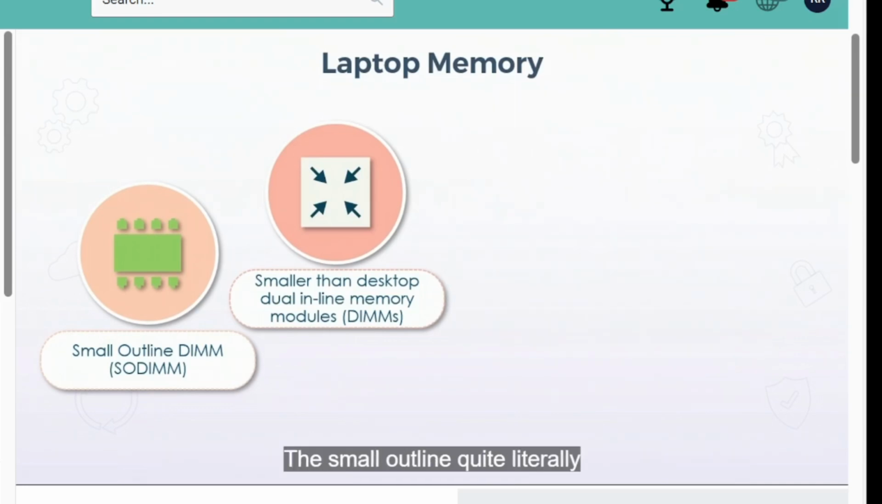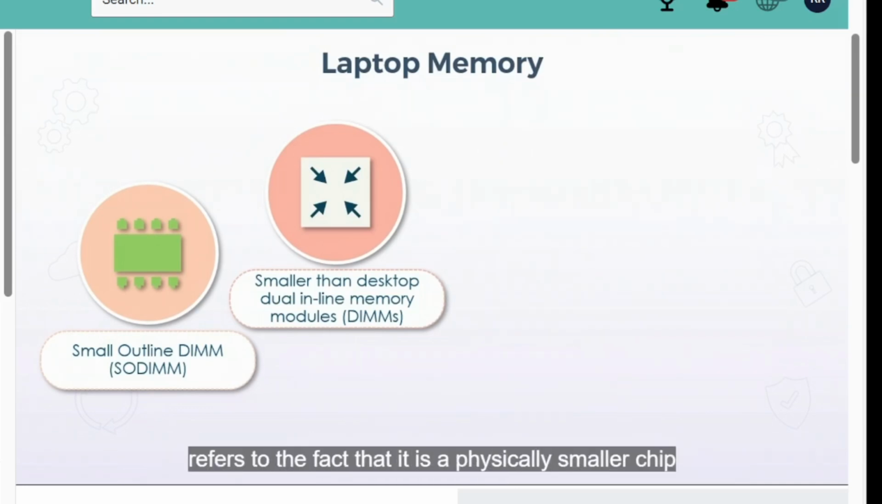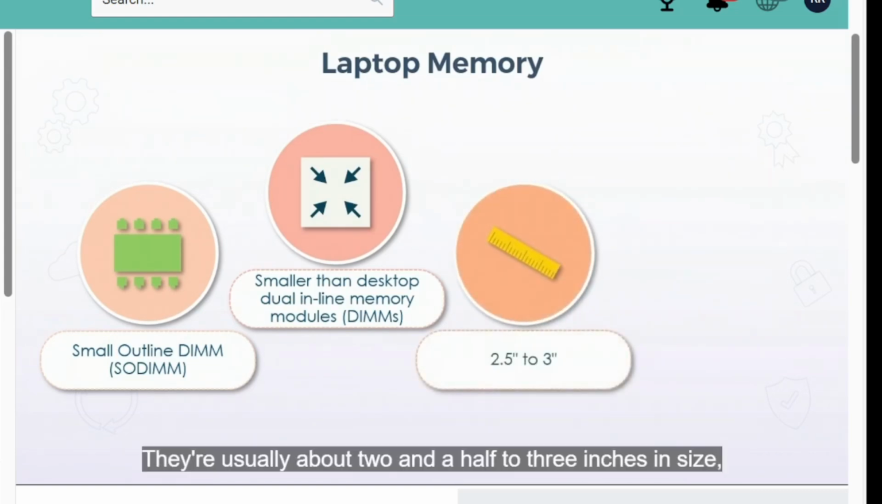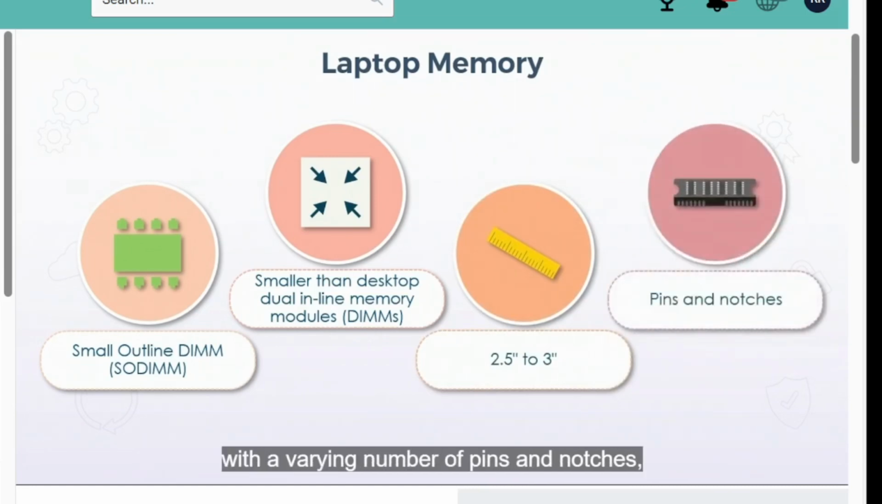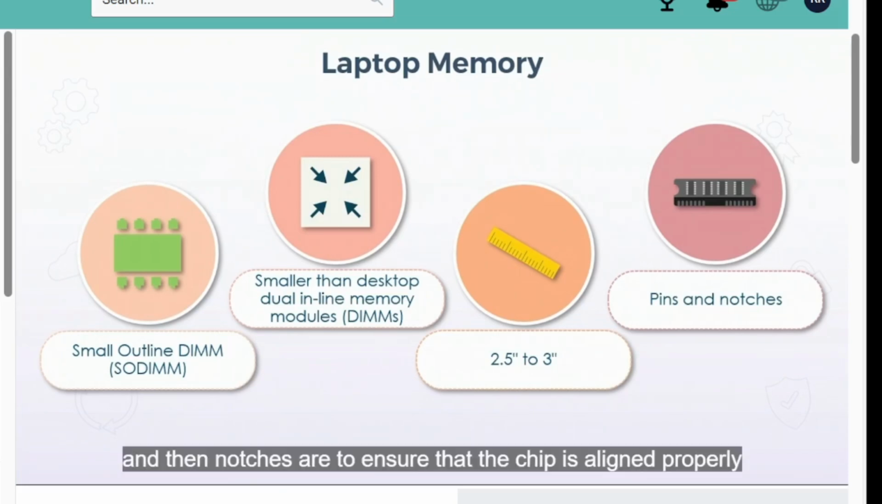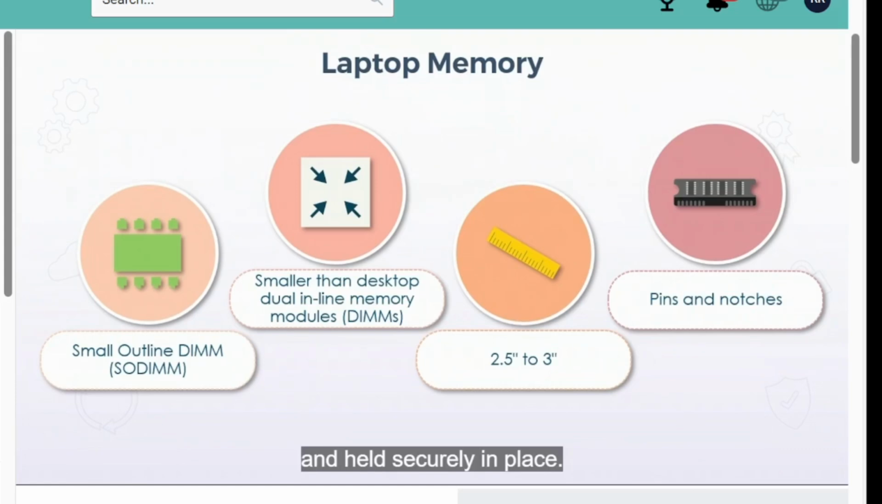The small outline quite literally refers to the fact that it is a physically smaller chip due to the limited space within a laptop. They're usually about 2.5 to 3 inches in size depending on the make and model, with a varying number of pins and notches depending on the model of the laptop into which they're being installed. The pins are the actual point of contact with the system's motherboard, and the notches are to ensure that the chip is aligned properly and held securely in place.